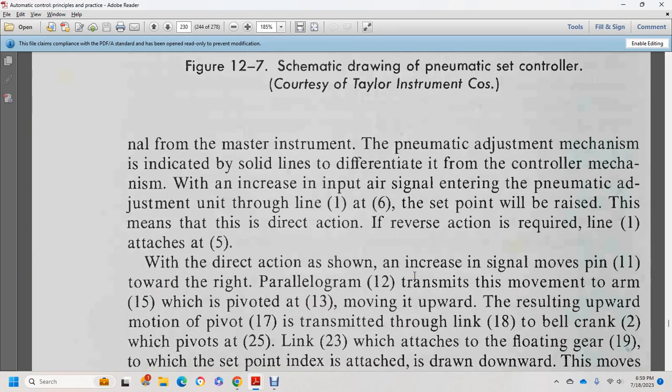Alright, the pneumatic adjustment mechanism is indicated by the solid line, different from the control mechanism. The air signal entry for the pneumatic adjustment unit is with line 1 attached at 6 for the set point, which will be ready with the means for the direct action, and for the reverse action required, with line 1 attached to 5.